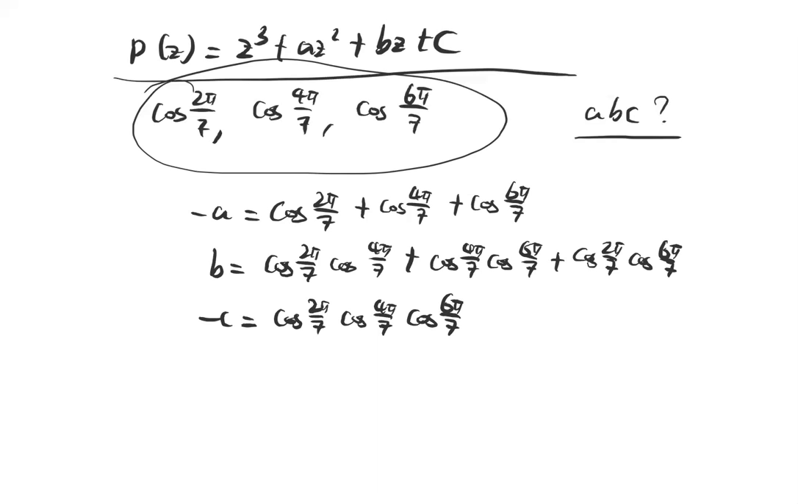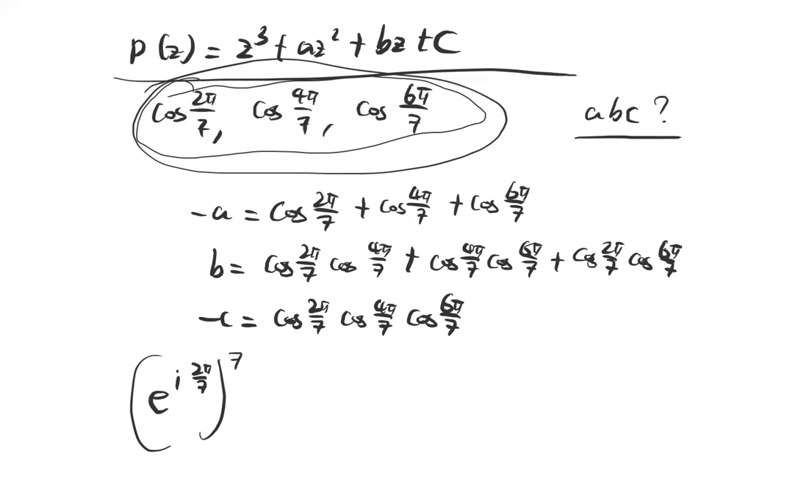Yep. And what do we actually notice about these three numbers? We notice that all of them are something divided by 7. And this kind of rings a bell about complex numbers, because if you do e to the power of i 2 pi over 7, then if you raise that to the power of 7, it's actually equal to 1. And it's the same for cosine 4 pi over 7 and cosine 6 pi over 7. So we really want to make use of this fact.